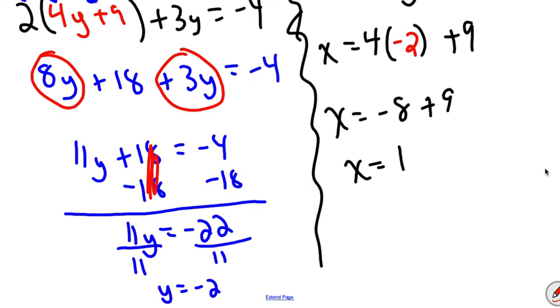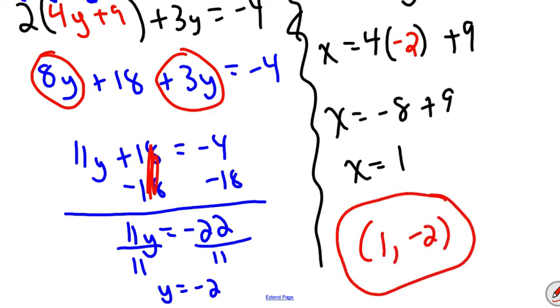Now, remember, we want this in alphabetical order. I'm not going to put the -2 first because I solved for it first. It's always x, y, okay? Always x, y.